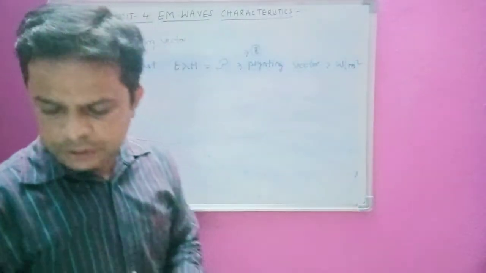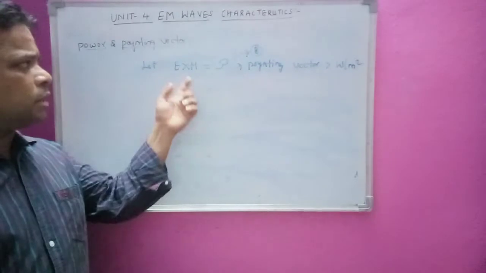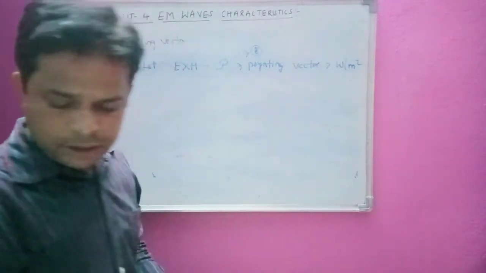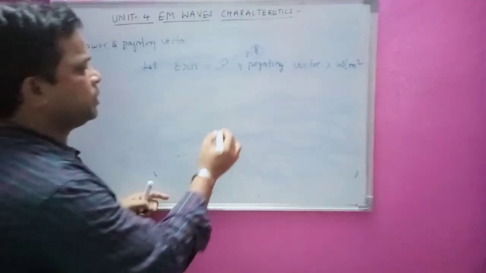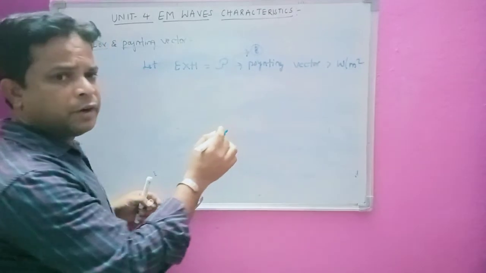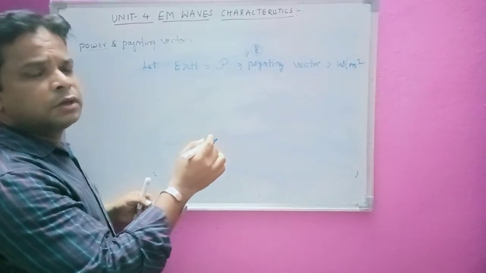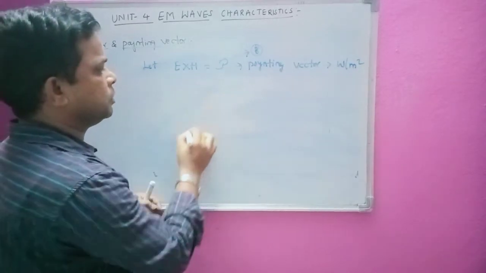Now let us show the Poynting theorem in the form of a diagram. We have said that the net output power flow from a given volume is equal to the time rate of decrease of energy stored in the volume minus the ohmic losses. We are going to show this in the form of a diagram here.